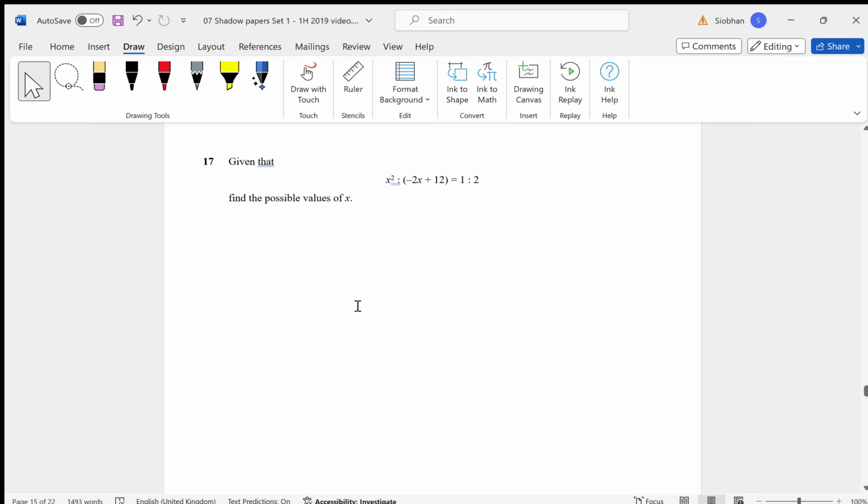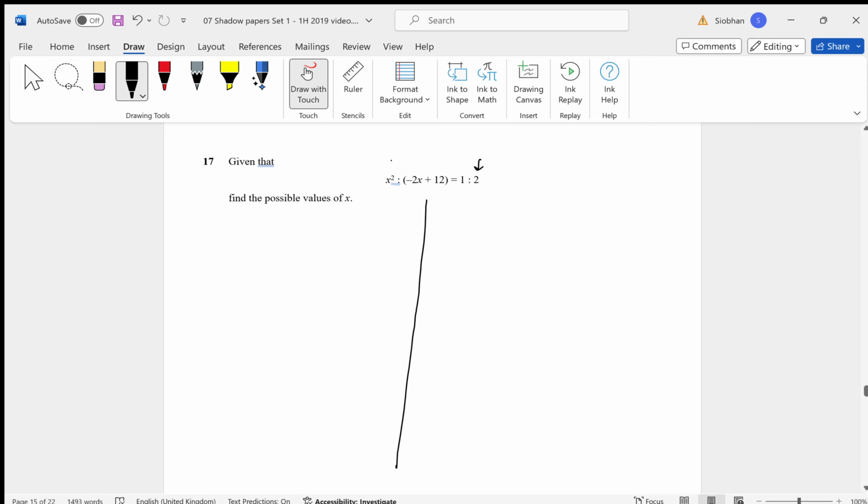Okay, this is really, really tricky. I'm going to show you a couple of ways you can think about questions like this. The first way of thinking is looking at your ratio. x squared is half of minus 2x plus 12, because this is twice the quantity of the first one.